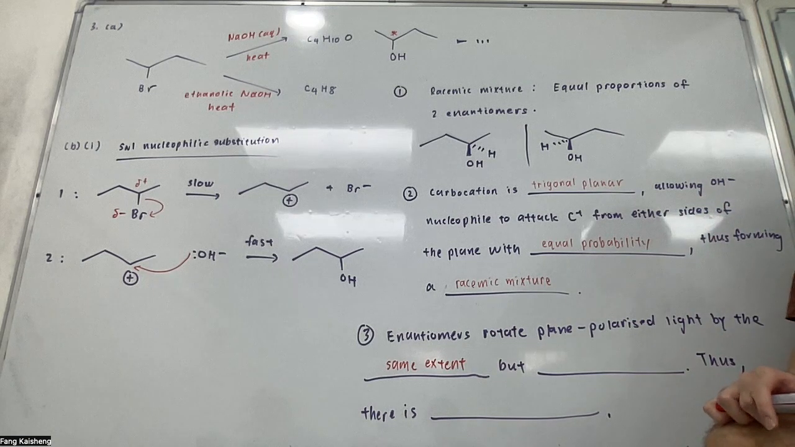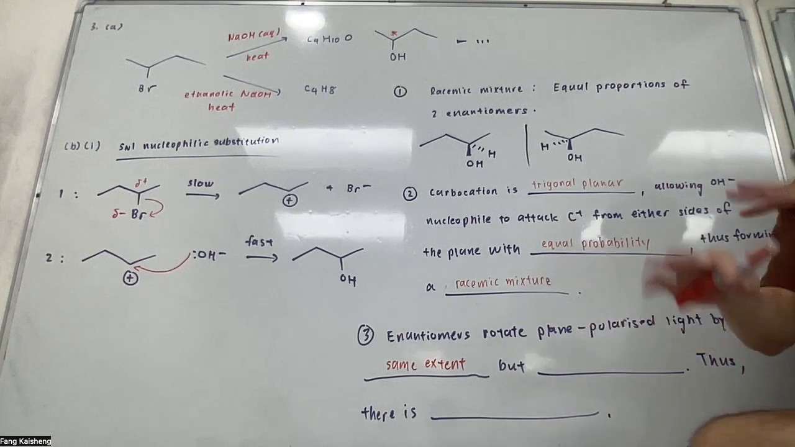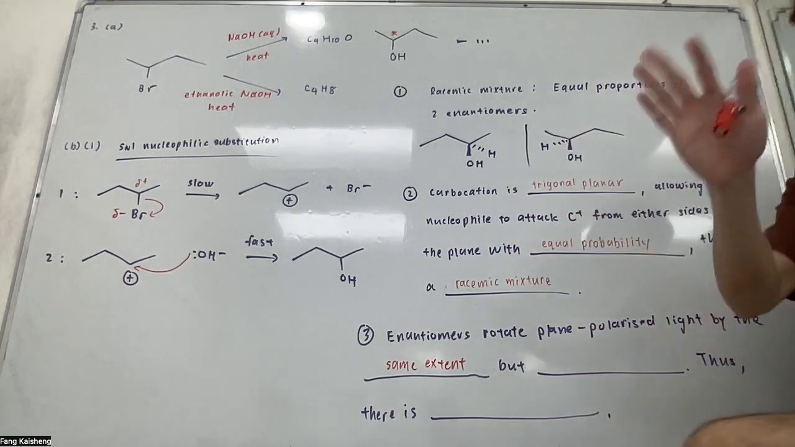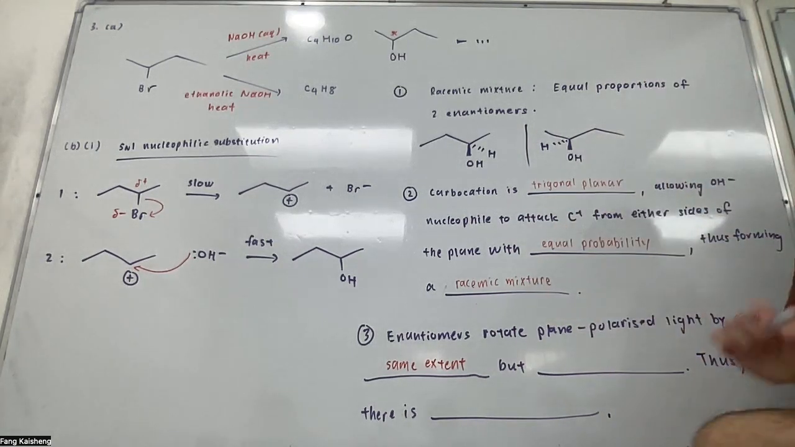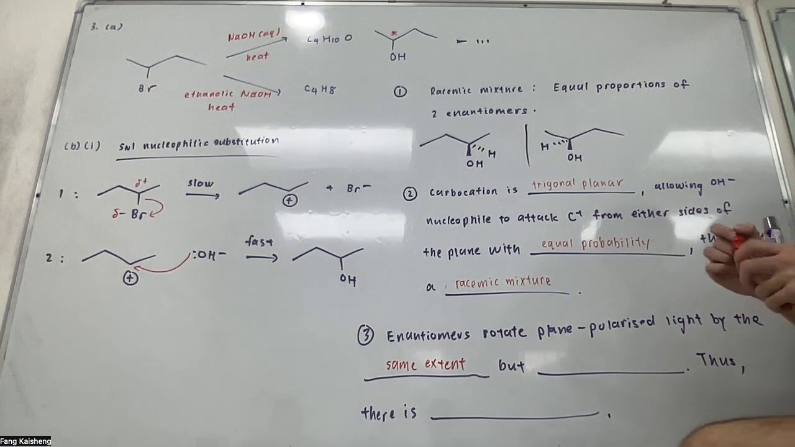Basically, light is split into multiple waves. Okay, it's very complicated. But the point is light can be rotated somehow using enantiomers. It's a special power. So guys, think about it.